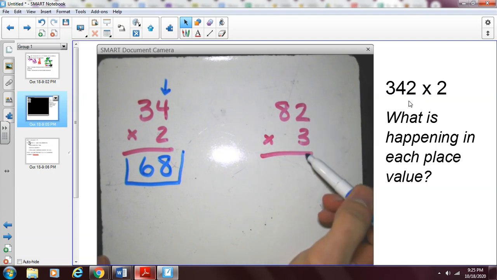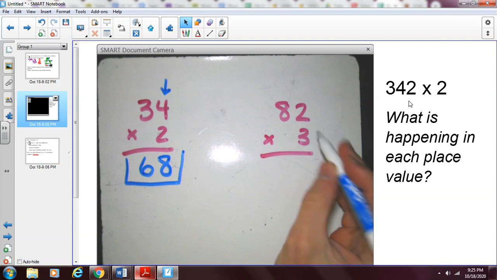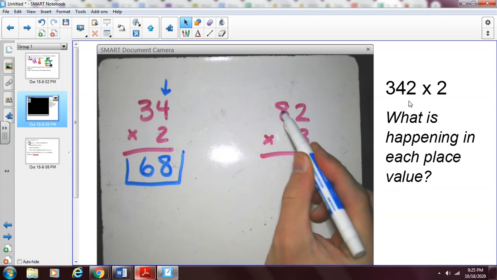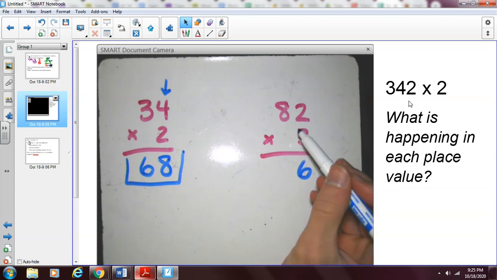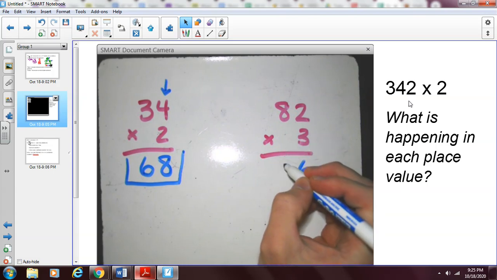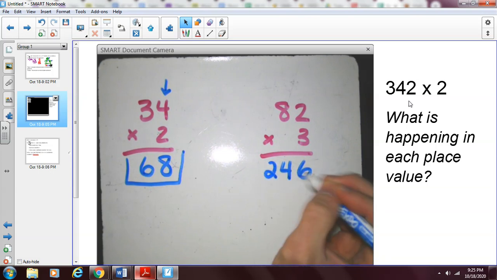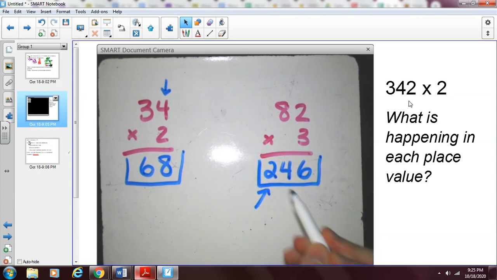Over here, I have 82 times 3. So I'll do 2 ones times 3. 2 times 3 is 6. And now I'll shift to my tens place. So I have 3 times 8 tens. Well, 3 times 8 tens is 24 tens. And I know that's too big to write in one place value. So I'm going to write down 24 tens. Well, that pushes me out into my hundreds place over here. So my answer is 246.